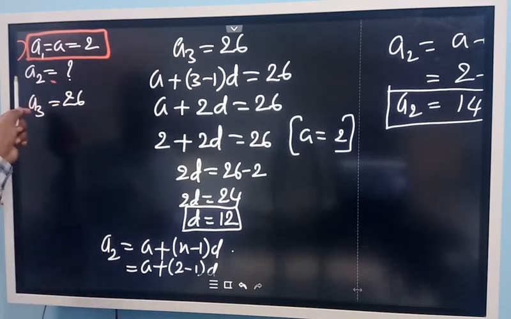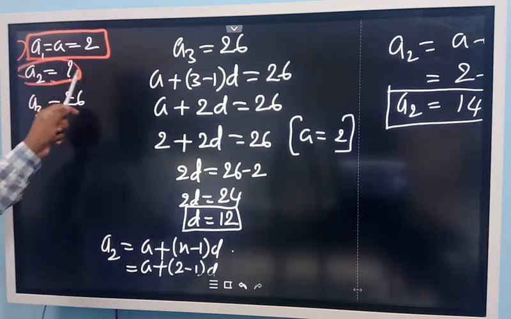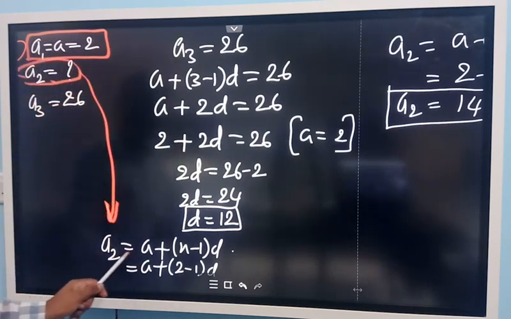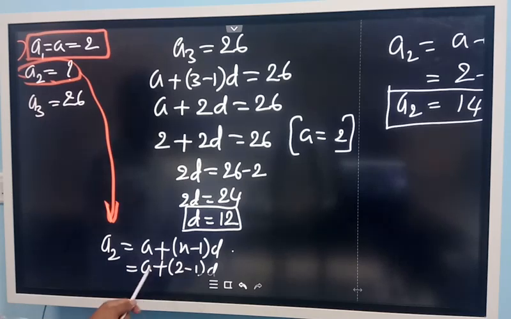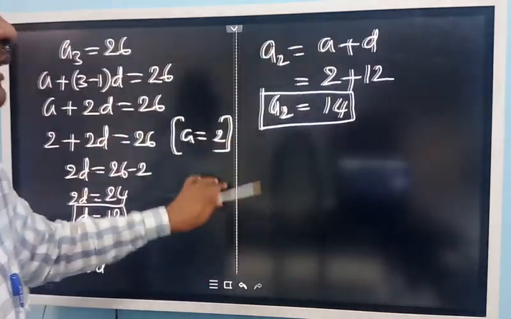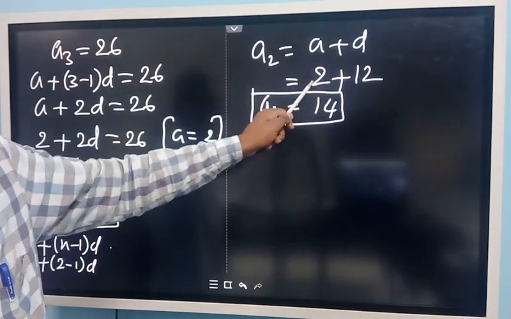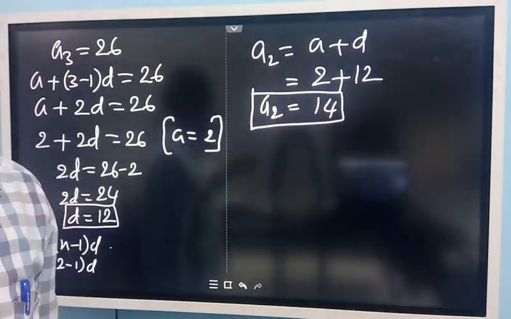So again we need to find out the second term. This second term can be written like this. A2 is equal to A plus (n minus 1) into D. So n minus 1 means the second term is (2 minus 1) into D. So 2 minus 1 means 1. So it becomes A plus D. The second term will be A plus D. So 2 plus 12 is 14.